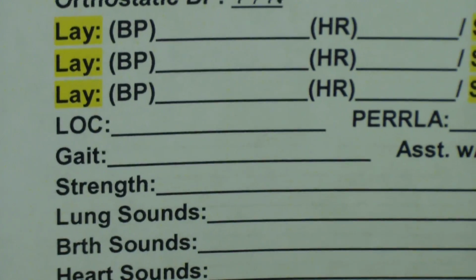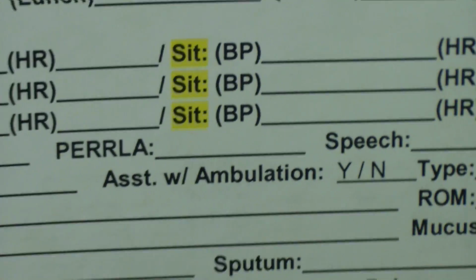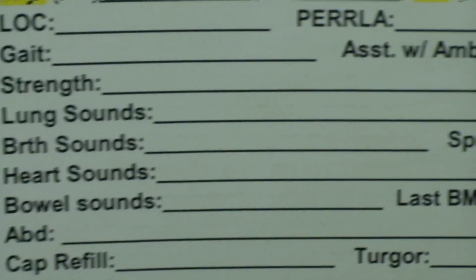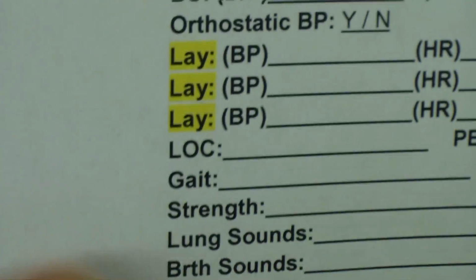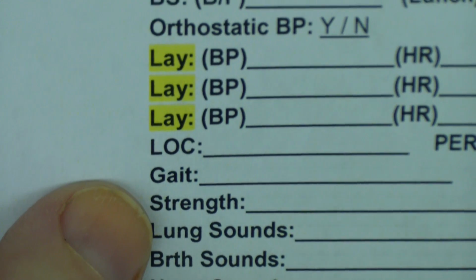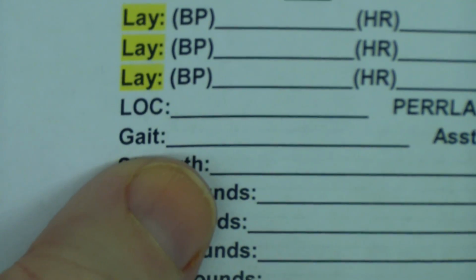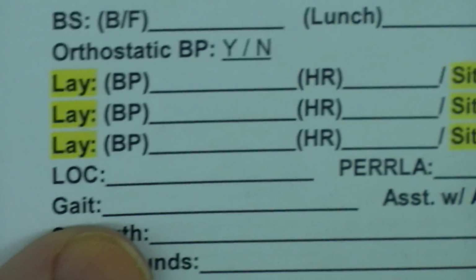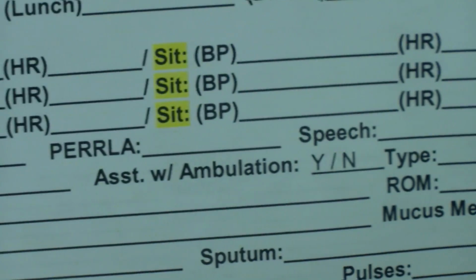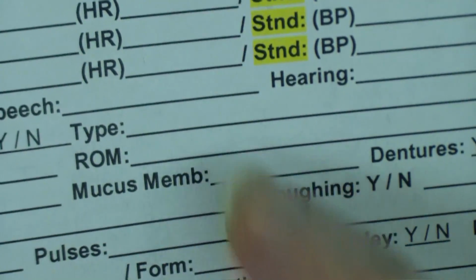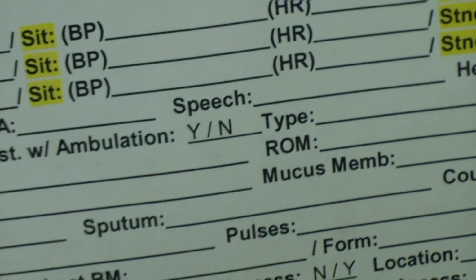Okay, so now, what's their level of consciousness? Pupils, speech, hearing. Do they have an aid in their ear? Sorry, I'm moving fast. What was their gait like if they're walking? Is it slow and steady? Is it choppy, side to side, wavering, weak? Do they need assistance with ambulation? And are they using like a walker or a cane or something like that?